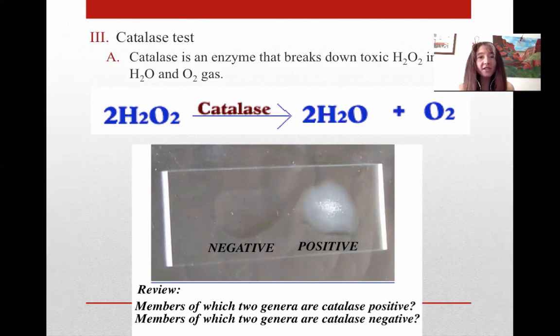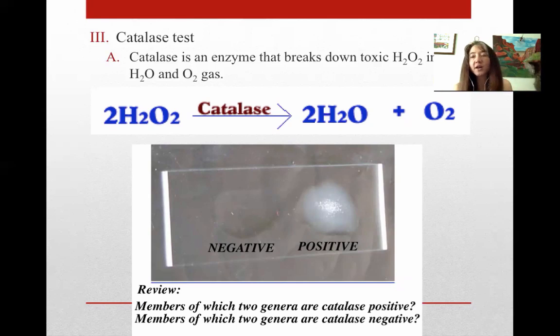Now, remember, we talked about it in lecture, and what we said about it was that, in fact, the staphs are one of those organisms that live in an oxygen-rich environment. So the staphs, of course, are going to have to detoxify a certain amount of naturally occurring toxic derivatives of oxygen.